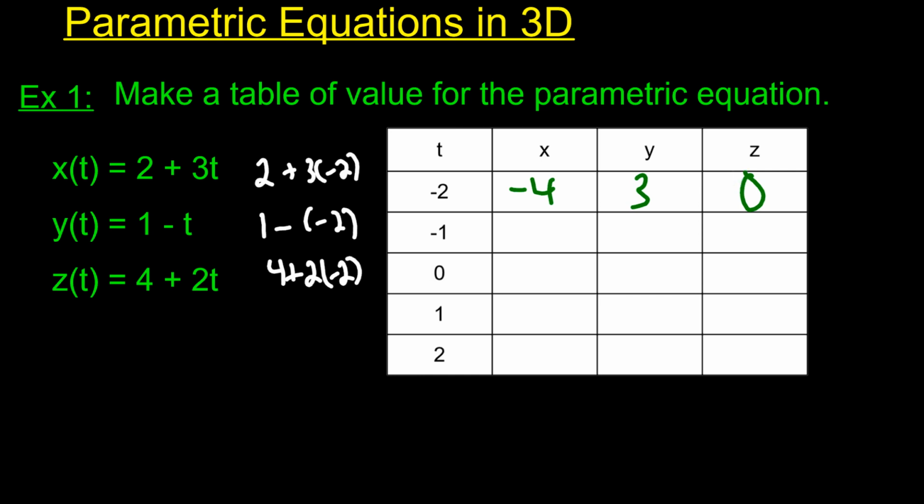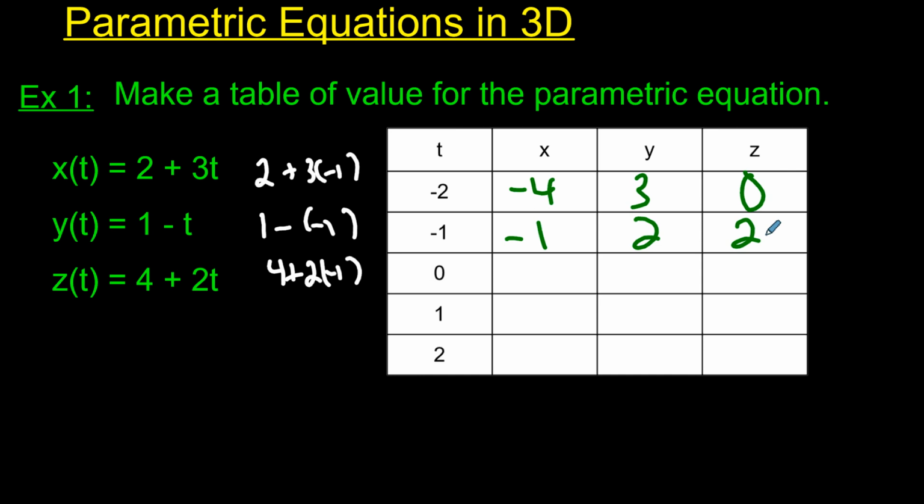All right, so let's go back and plug in -1. I'm just going to erase the -2 and put -1 in there. So 2 plus 3 times -1 would be -1. And then 1 minus -1 would be 2. And then 4 plus 2 times -1 would be 2 as well.